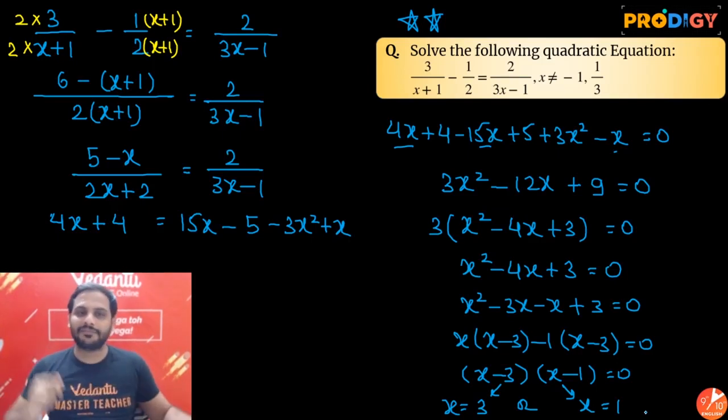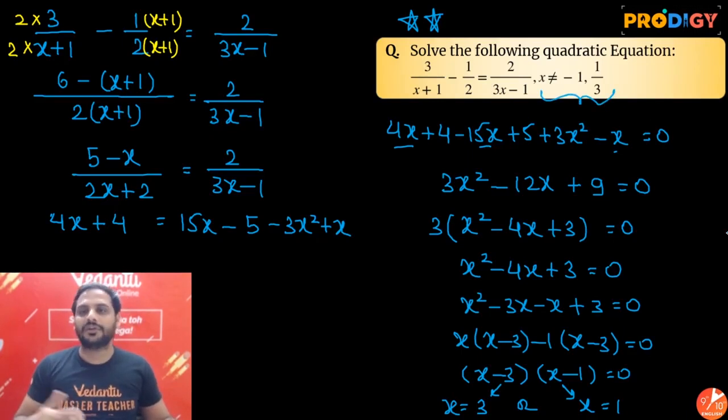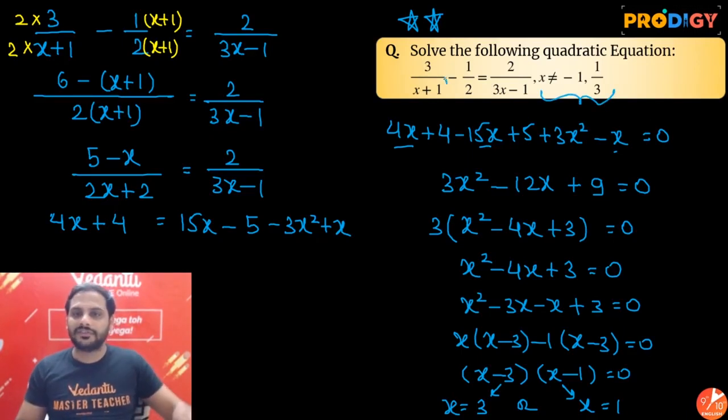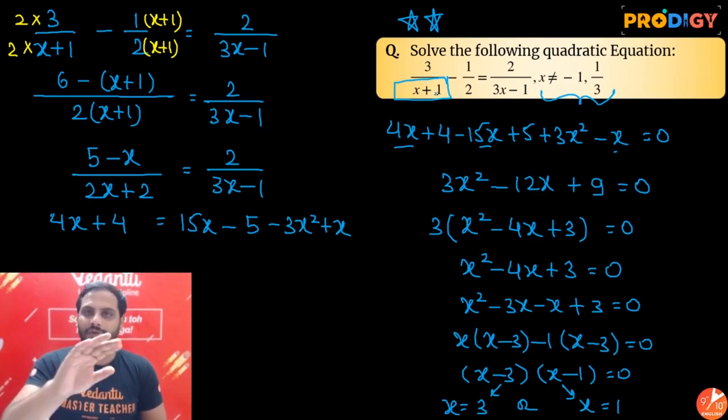Alright, now some of you must be wondering, sir, why they have written x cannot be equal to minus 1 or 1 by 3. Because x is in the denominator in the original equation. So if I put x equal to minus 1, the denominator becomes 0. That is the only logic given for x not equal to minus 1 and 1 by 3, nothing else.